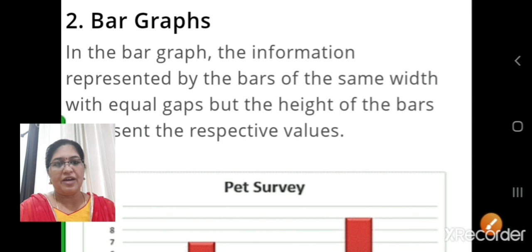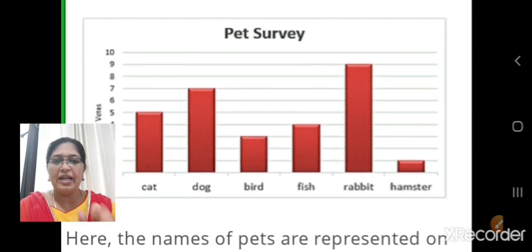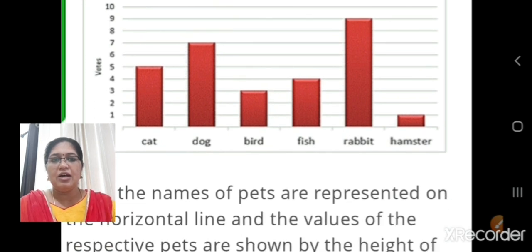Now, next one is bar graph. In a bar graph, the information is represented by bars of the same width and equal gaps, but the height may vary. That is favorite pets. It is a bar graph showing how many of them like the pets. How many of them like cats? That is 5 of them. Dogs, 7 of them. Birds, 3 of them, and rabbits according to that.